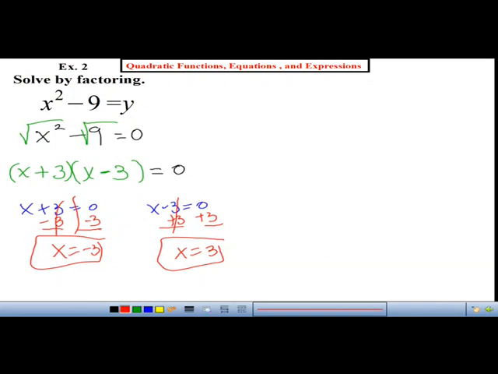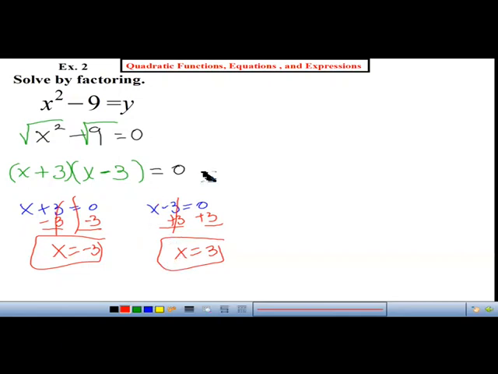All right, here goes the process one more time. Solving by factoring. I need to make sure it's equal to 0, changing the y to 0. And since it's a difference of squares, I did the little shortcut, square root, square root. It was for both. One is positive, one is negative. Set each factor equal to 0 and solve.